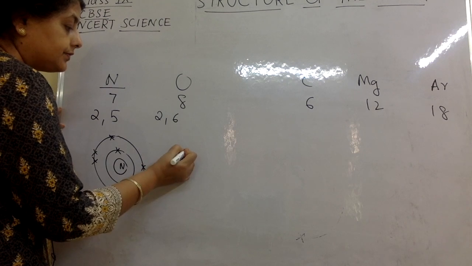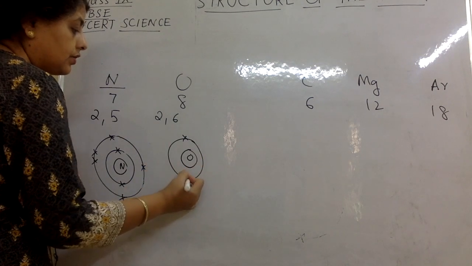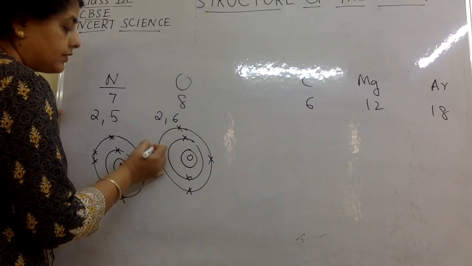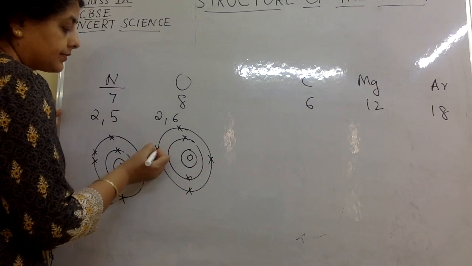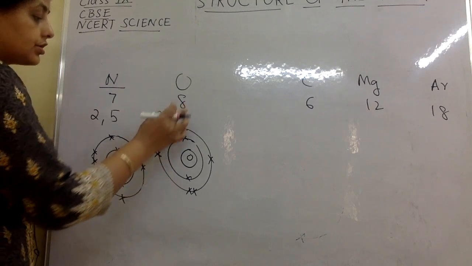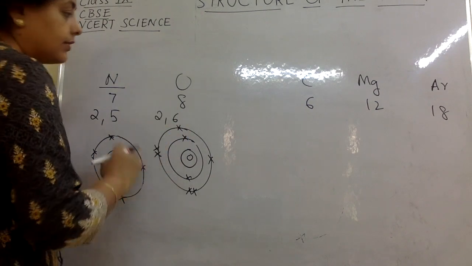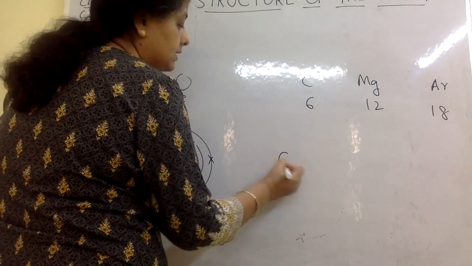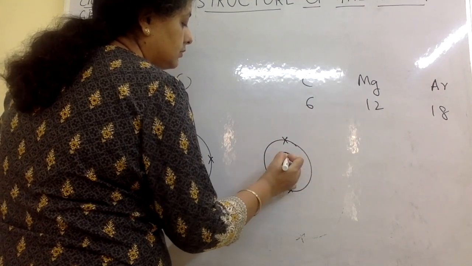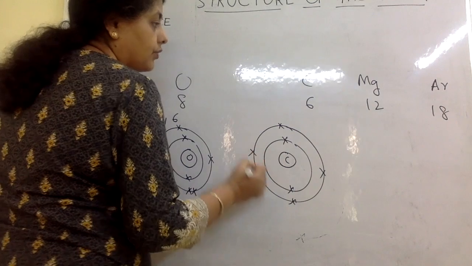Oxygen, here 2 and 6, right. So here I have the oxygen nucleus and 1, 2 and 3, 4, 5 and 6. You can write like this. So oxygen has 6 in the outer orbit. Let's take carbon. Carbon has 6 electrons. First orbit 2. Second orbit is 4, 1, 2, 3 and 4.